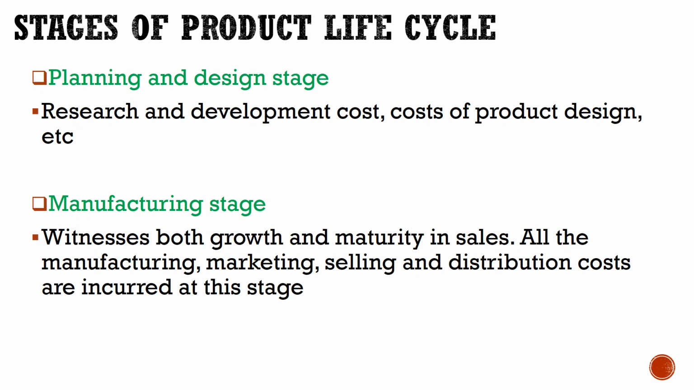Then the second stage, which is the middle stage, is the manufacturing stage that witnesses both growth and maturity in sales. After production, you must notice the growth of such products until the maturity, whereby it reaches its peak. Then from there, it must decline. That is toward the end use of such products. So we must monitor the cost of such growth and maturity in sales. All the manufacturing, marketing, selling, and distribution costs are incurred in this stage.